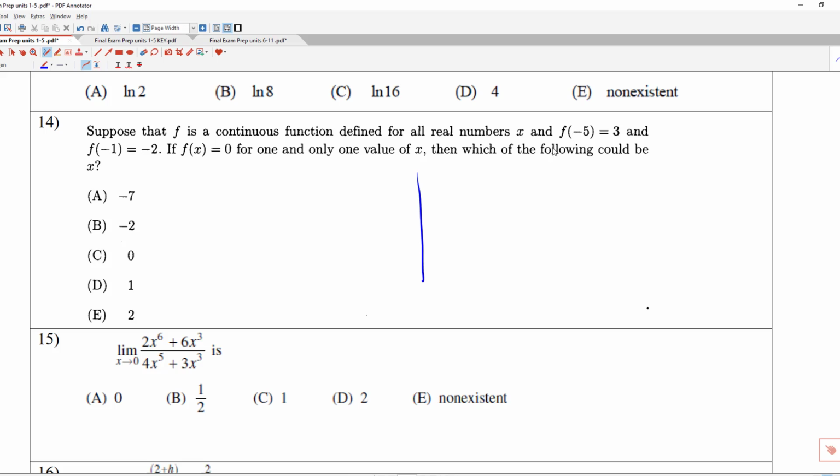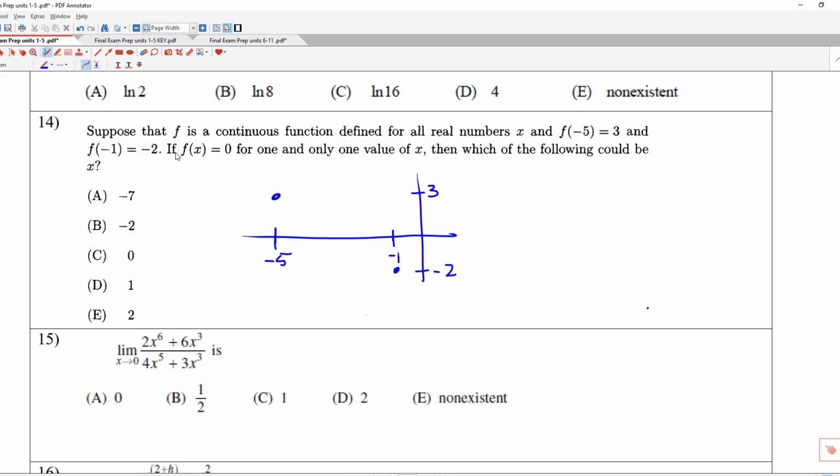So if I have a graph, f of -5 is equal to 3. I'll say that this is -5, and then this is going to be -1. If I go to the height at -5, the height is 3. And if I go to the height at -1, the height is -2. Obviously not drawn to scale because it's just a sketch.